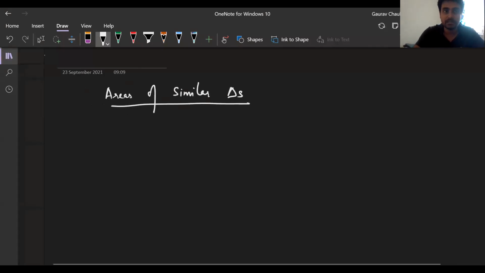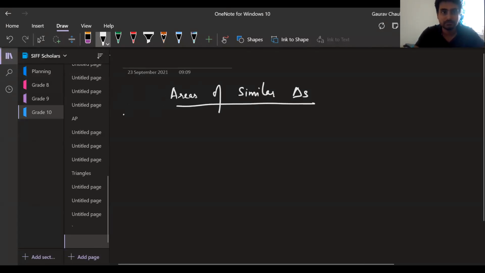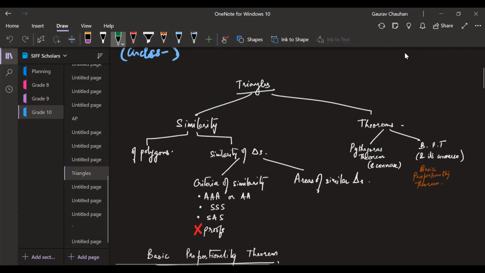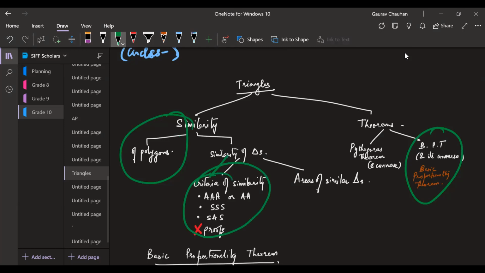Just to bring your attention back to our chapter map. Okay, we are done with similarity. Let me just run you through which course we followed. First, we did BPT and its converse. Then we did similarity of polygons. Then under similarity of triangles, we have finished criteria of similarity. And you've done the entire exercise also. Now we're moving on to areas of similar triangles.